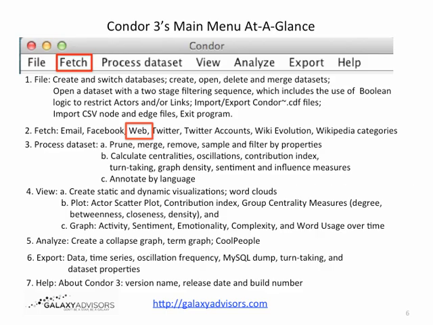So this is Condor 3's main menu at a glance. This represents all 7 menu items, with a brief description that really describes what each menu item has beneath it. In particular, this web recording is going to be about the Fetch menu, and particularly how to use the web fetcher for Condor.